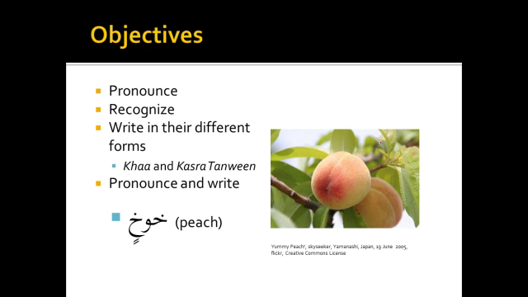Again, we have 4 main objectives in this lesson. The first objective is to pronounce the Khaa and the Kasra Tanween. Again, we're talking here about the letter Khaa and the Kasra Tanween. In the previous lesson, we discussed the Kasra. This time, we're going to be talking about something very similar to the Kasra, which is called the Kasra Tanween.